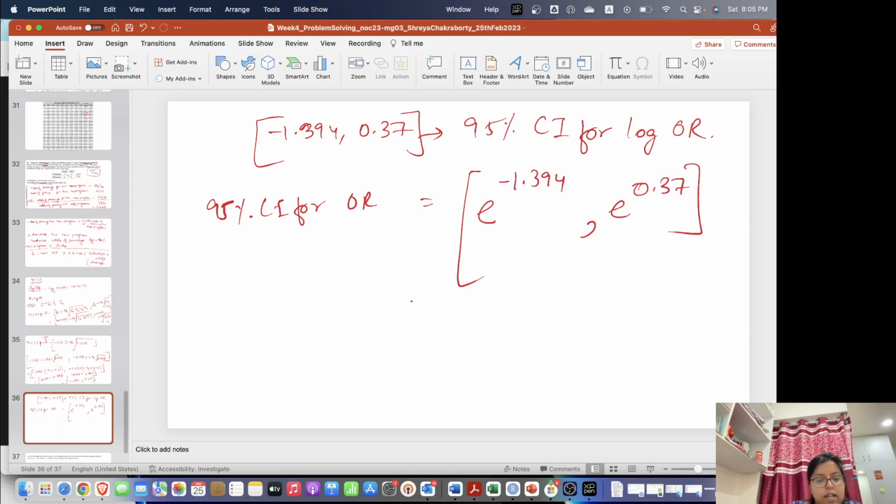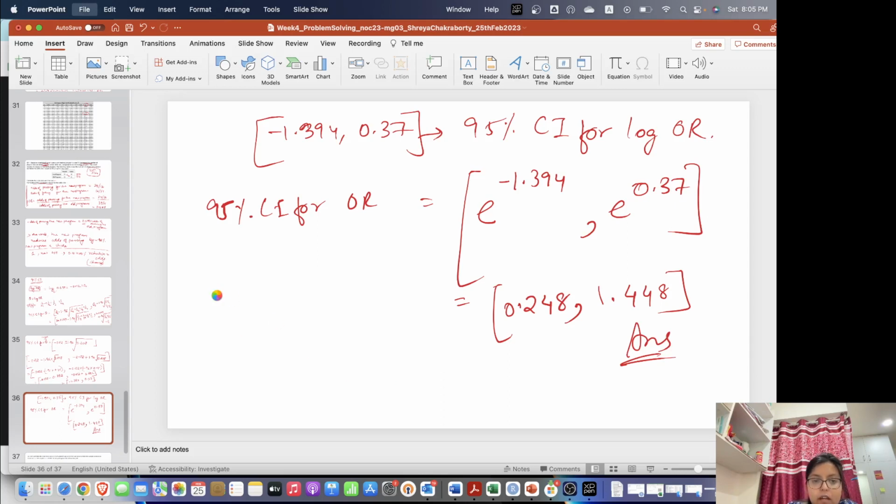So the final answer will be e to the power minus 1.394, that is 0.248, to e to the power 0.37, 1.448. So this will be the answer.